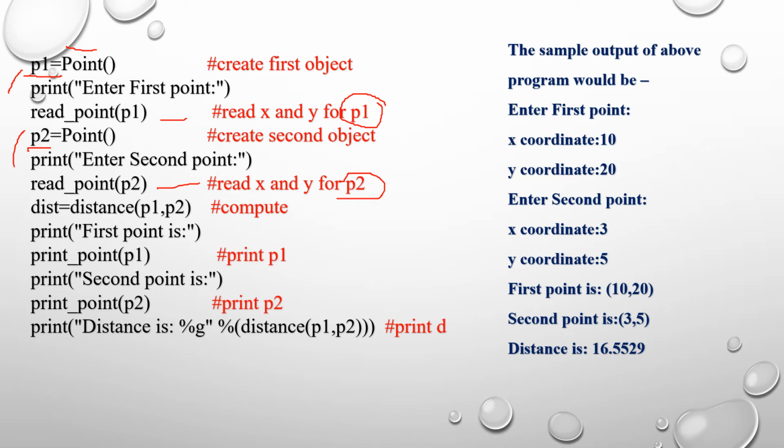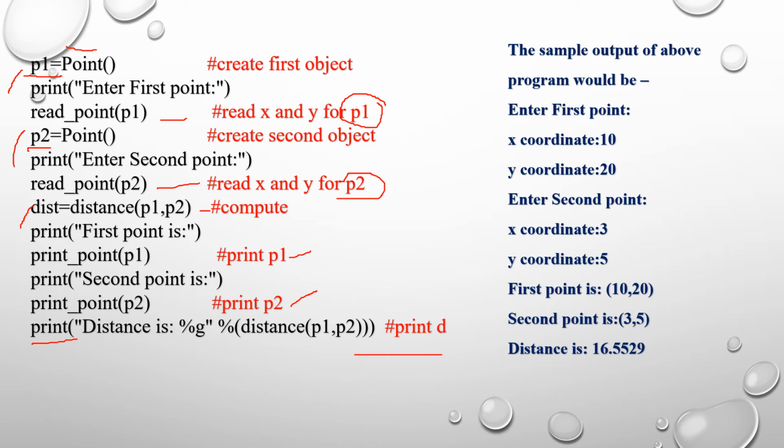So after that I'm going to print the distance. So distance is equal to distance of my first object p1, p2. So this will compute the distance. After that I'm going to print the first point, print_point of p1. Then I'm going to print the second point, print_point of p2. It will print the p2, and my last print statement is distance. So this will print the distance.